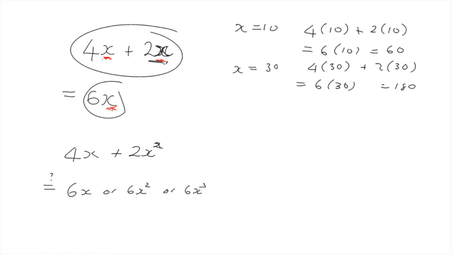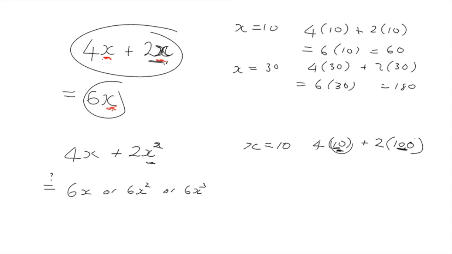Well, let's have a look at what's going on here by having a look at some numbers. If we take x equal to 10, for example, what we'd have here is 4 lots of 10. But when we get to the x squared, we will have 10 squared, which is 100. And we can't combine these because we've got 4 tens, but we've got 2 hundreds. So we can't say, well, we've got 6 tens, because we haven't. This is 100, that's 10.